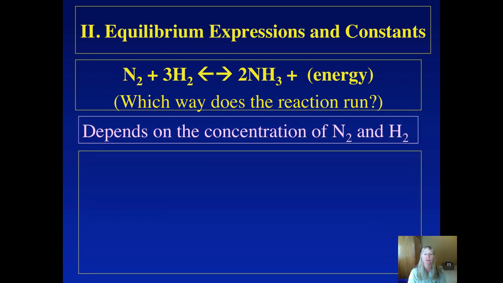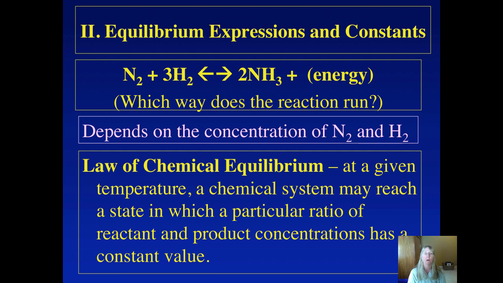The way a reaction runs can depend upon the initial concentrations of either reactants or products. But if you don't change the temperature, what you will find is that when the system reaches equilibrium, there's a constant number that expresses the ratio of products to reactants. And we can make use of that number.